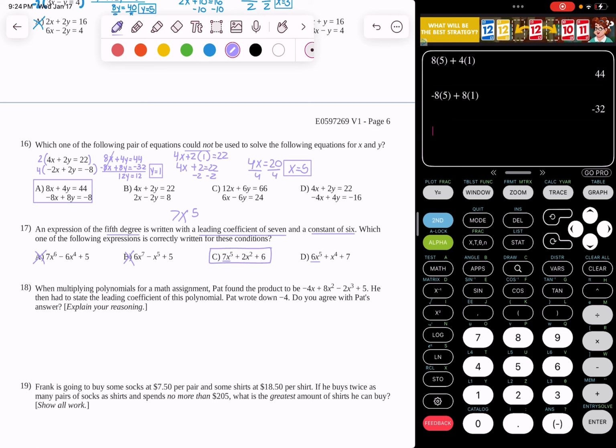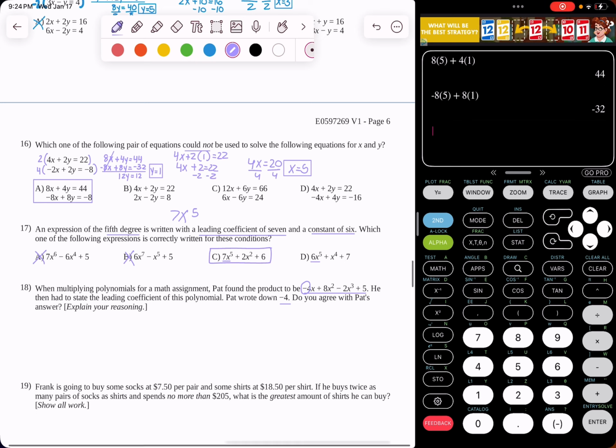All right, let's look at number 18. When multiplying polynomials for a math assignment, Pat found the product to be this. He then had to state the leading coefficient, and Pat wrote down negative 4, since he's seen negative 4 was the first number. Do I agree with Pat's answer?